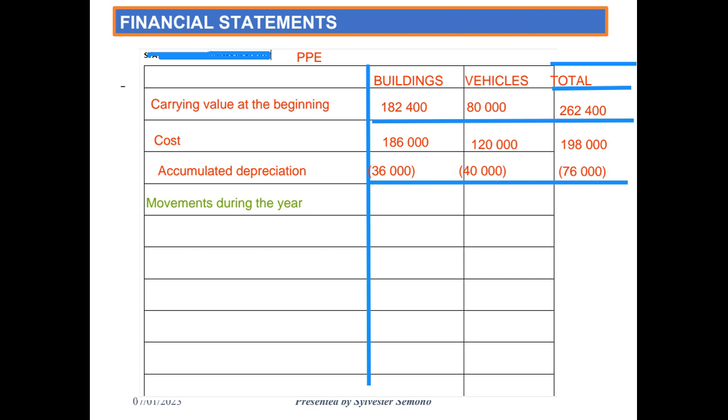So this just means, did we buy anything during the period? Did we buy any new building? No, we didn't. So I'm going to put 0 there. But did you buy any new vehicle during the year? Yes. How much was it? 20,000.